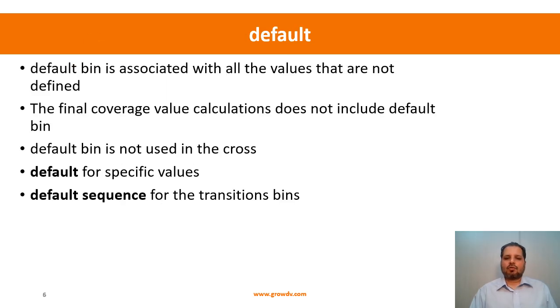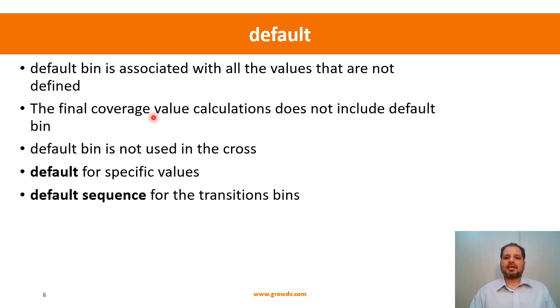In some cases, what happens is that you have defined certain bins, but then you want to know if there are any values happening other than the bins that you have defined. Okay, so you don't know, so you are exploring. So in those cases, what you can do is you can set up a default bin, and the default bin gets associated with all the values that are not defined.